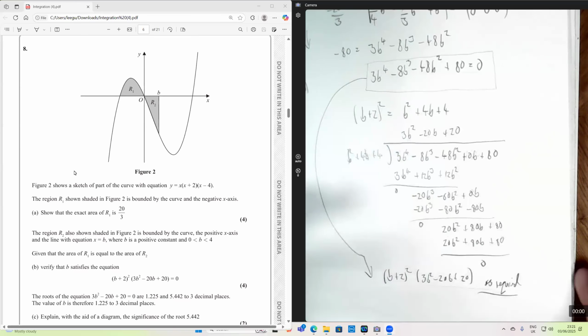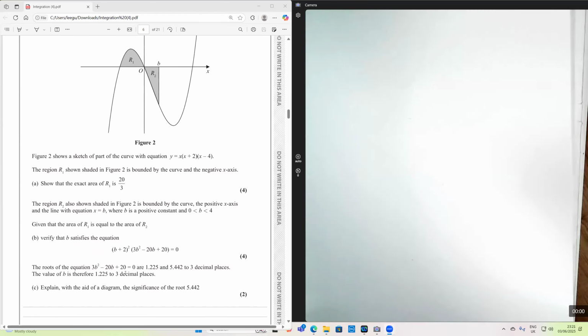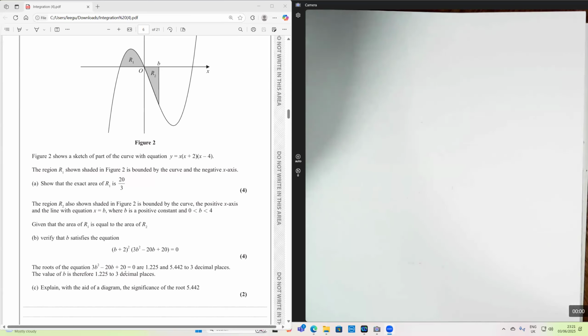Okay, that's good. Now, it's this next bit that is so weird. I mean, that bit we've just done was a little bit tricky, I admit, but this next bit is, I don't know, kind of not nice. So it says the roots of the equation 3b squared minus 20b equals 0 are 1.225 and 5.442 to 3 decimal places. The value of b is therefore 1.225 to 3 decimal places. Explain with the aid of a diagram the significance of the root 5.442.